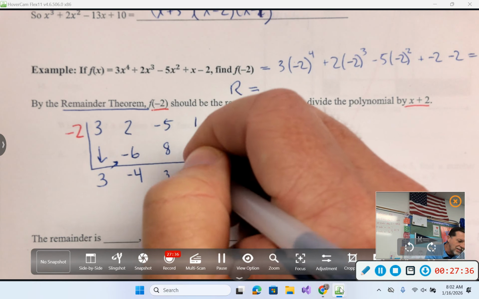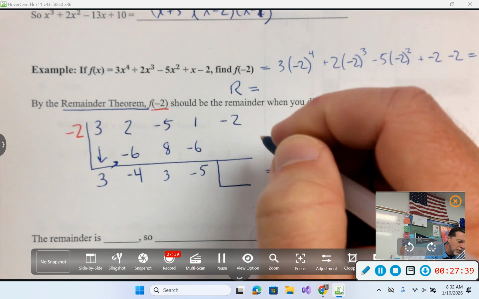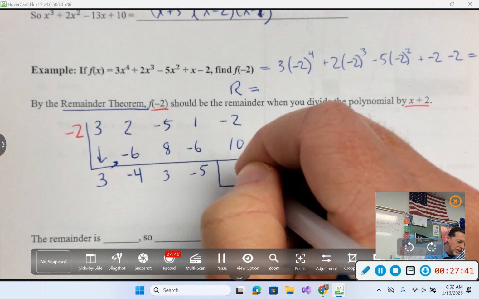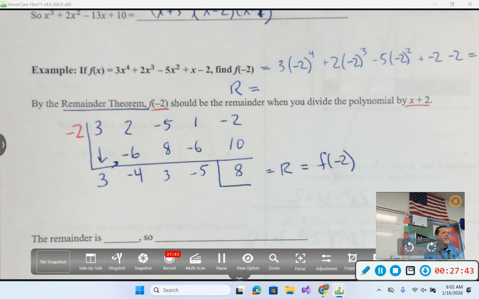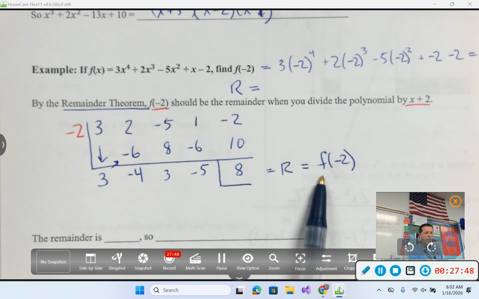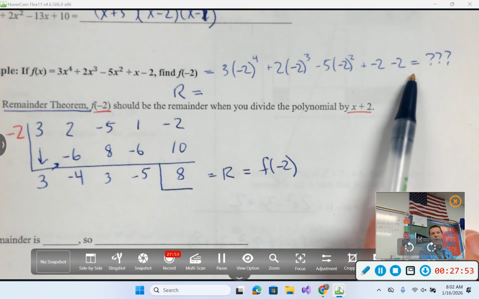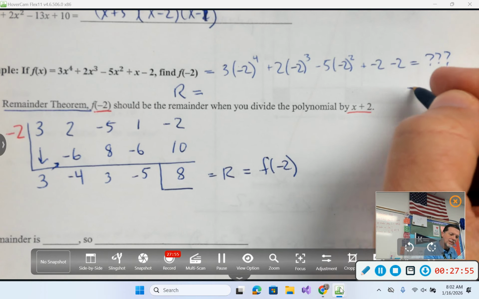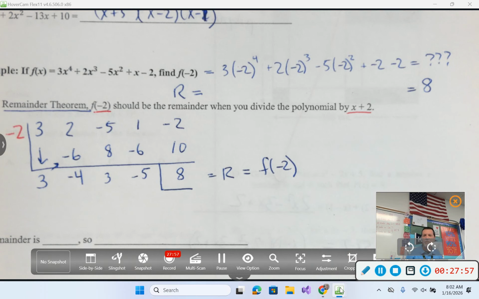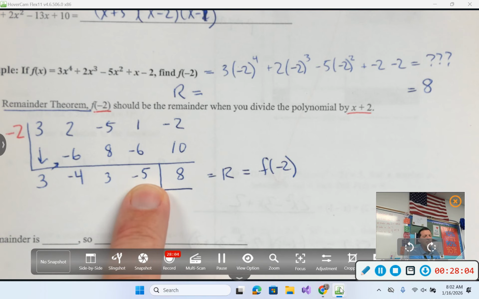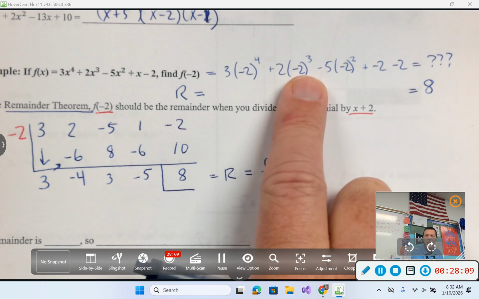See if I can talk and do this without messing this up. I got 8? Yes. Is that what y'all got? Okay. That means f of negative 2 is 8. And if you don't believe me, you can go do this the long way, and if what I'm claiming is right, you'll get 8. But this, even with the multiply-add stuff, is faster, I think, safer, easier than fourths and cubes and squares.